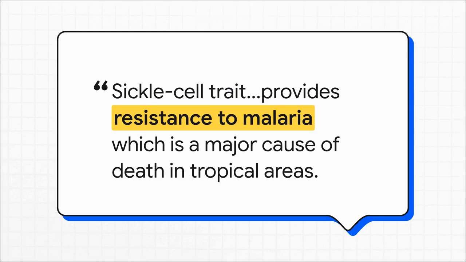But wait, here's where things get really fascinating from an evolutionary standpoint. People who have just one copy of the sickle cell gene, what we call the trait, they're actually protected against malaria. It turns out the malaria parasite has a really hard time surviving inside those sickled cells, which the body tends to clear out more quickly.